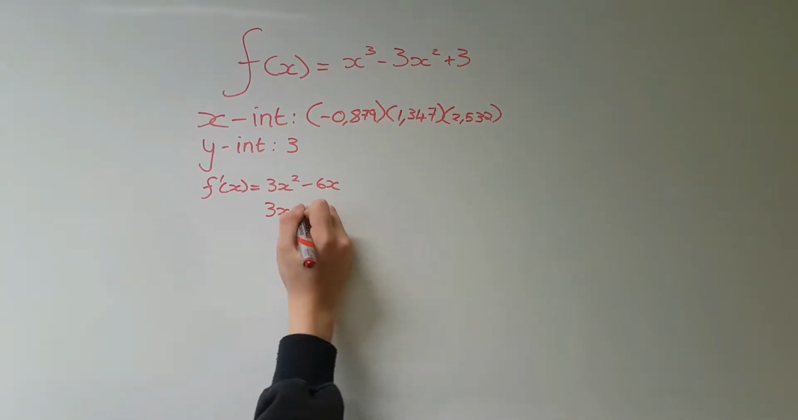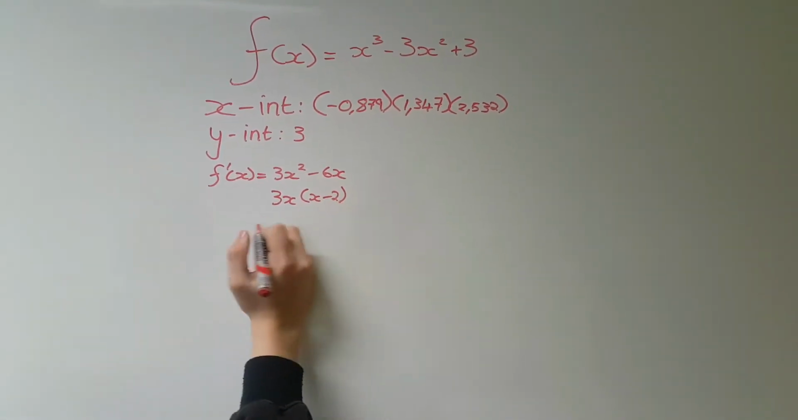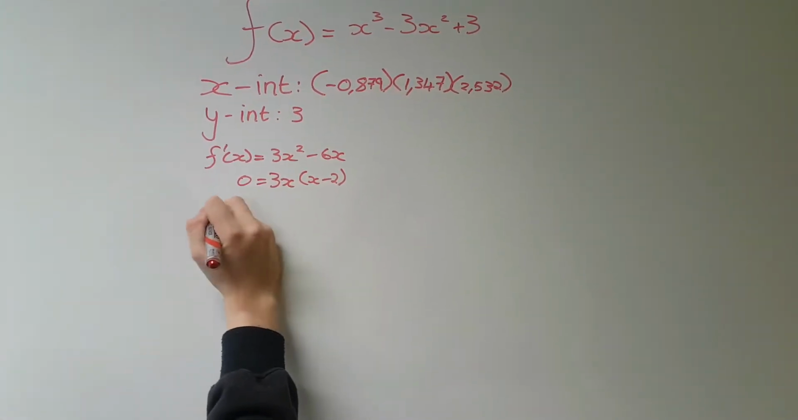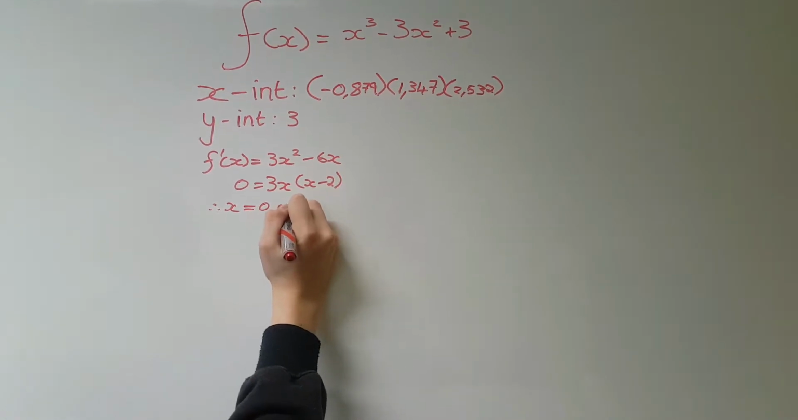So 3x times x minus 2 equals 0, and x equals 0 or 2.